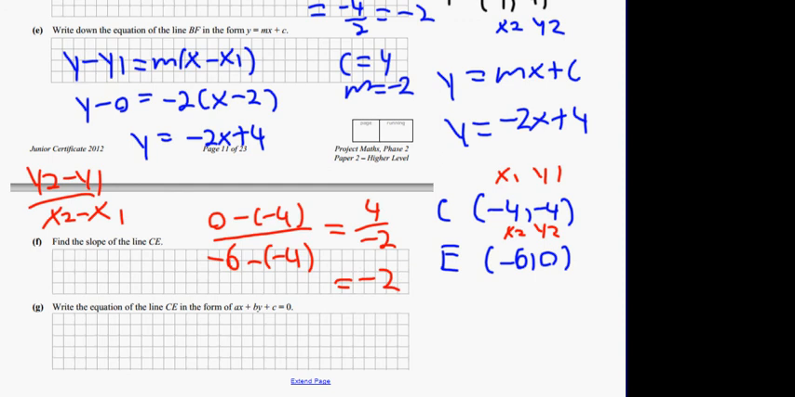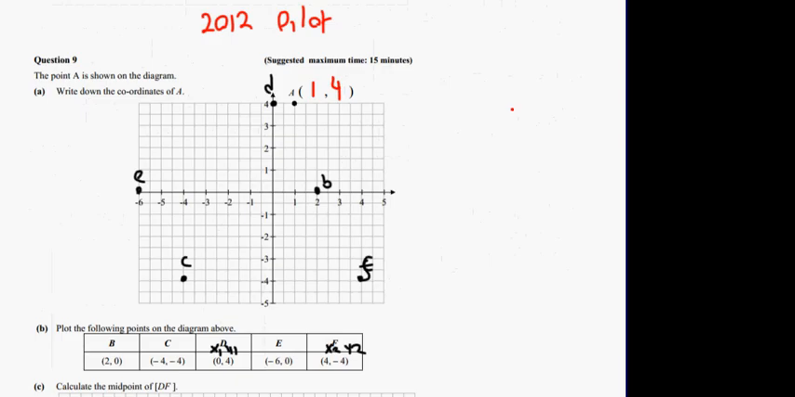Let's check that out. C to E. Remember we said B to F is a slope of minus 2, didn't we? If C to E is a slope of minus 2, what does that mean about both these lines? Parallel. They're parallel because they have the same slope. Okay?